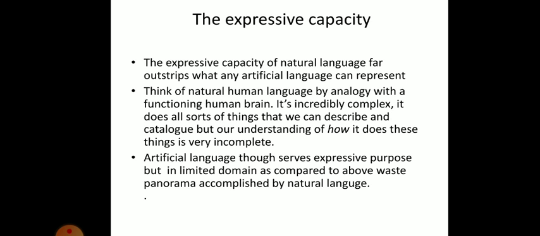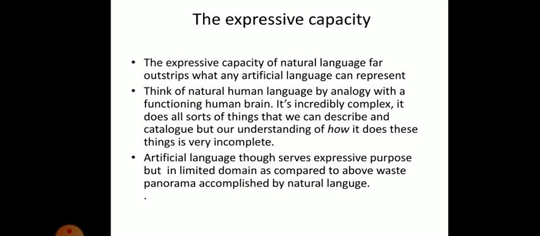Think of natural language by analogy with the functioning human brain. It's incredibly complex. It does all sorts of things that we can describe and catalog, but our understanding of how it does these things is very incomplete. Artificial language, though, serves an expressive purpose but in a limited domain as compared to the vast panorama accomplished by natural language.